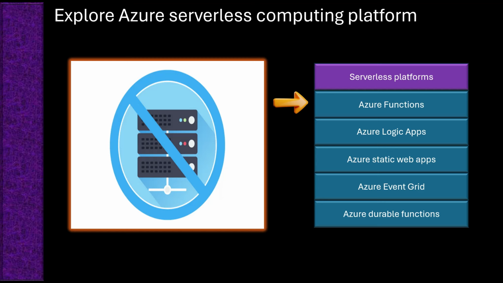It supports various programming languages including C#, JavaScript, Python, Java, and PowerShell. It also simplifies integration with other Azure services through input and output bindings. Azure Function use cases include real-time data processing, API and microservices backend, automated workflow, and IoT data processing.